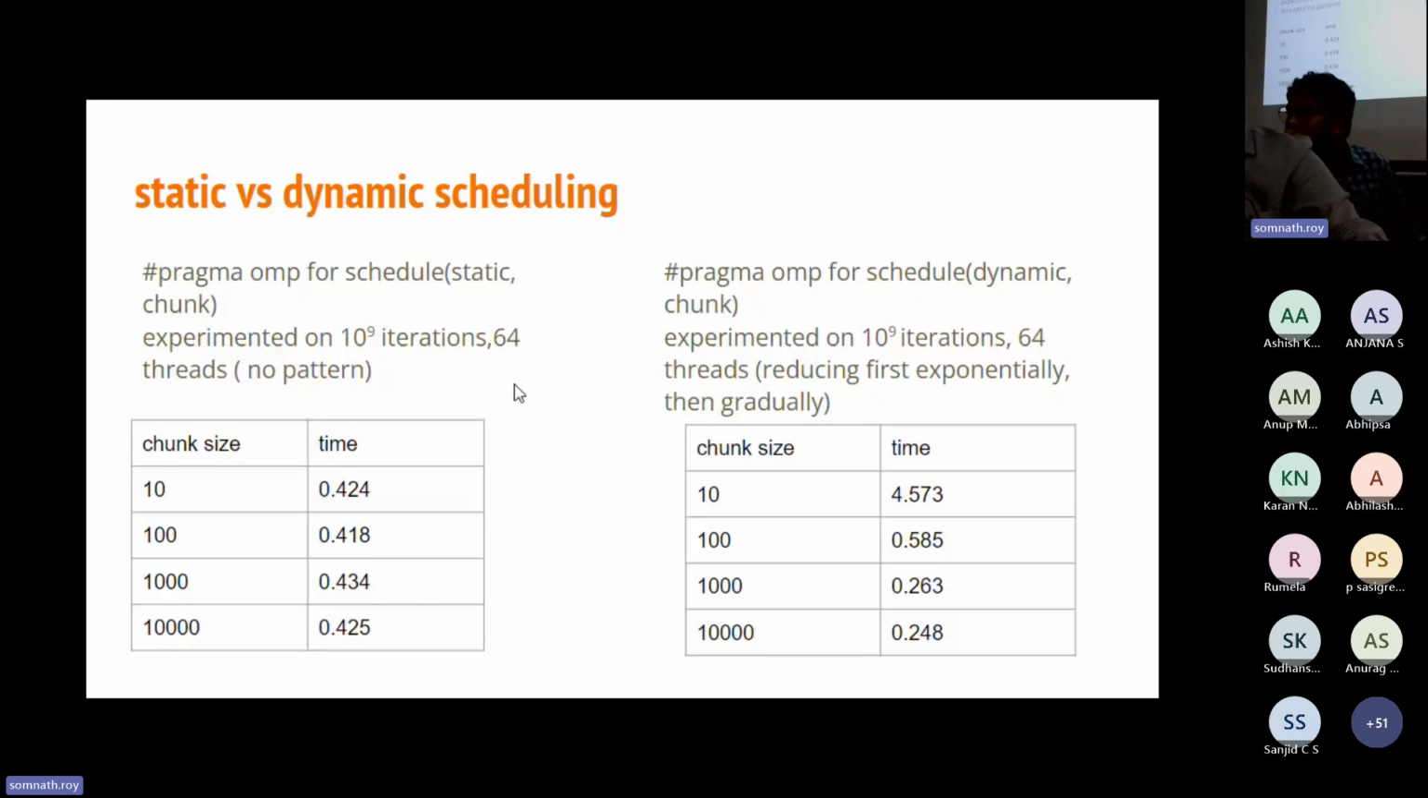Actually, when n is very large, so n is 10 to the power 9, and your chunk size is 1000 or 10,000, still you have to do 10 to the power 5 chunks. Okay. Thank you.